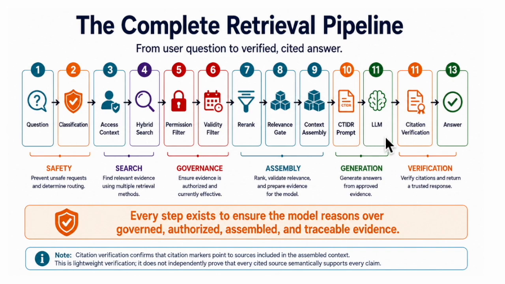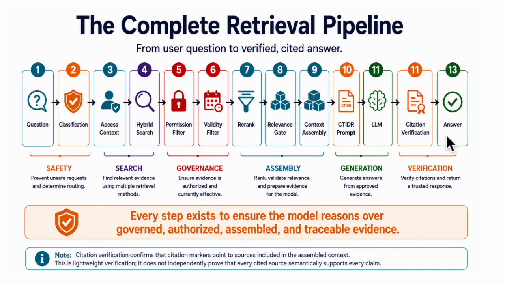After generation, the citation verifier checks that the answer contains citation markers and that those markers point to sources included in the assembled context. This verification is intentionally lightweight. It confirms citation traceability, but it does not independently prove that every cited source semantically supports every generated claim. A production-grade system may add claim-to-source validation, but that introduces another scoring and evaluation layer. We are not doing that in this course. Only after these stages does the application return the final answer.